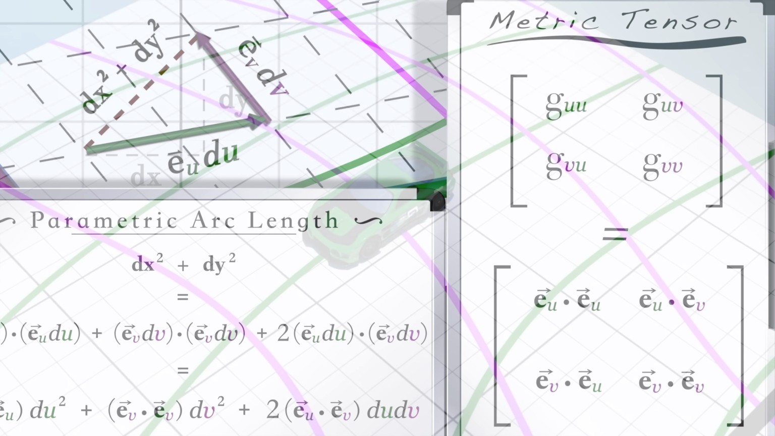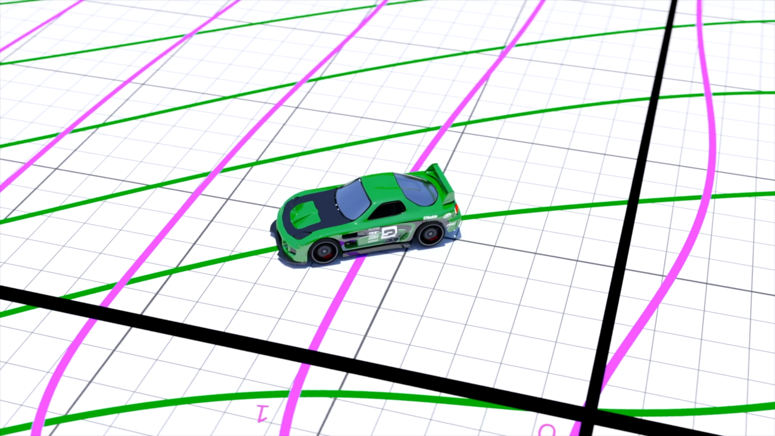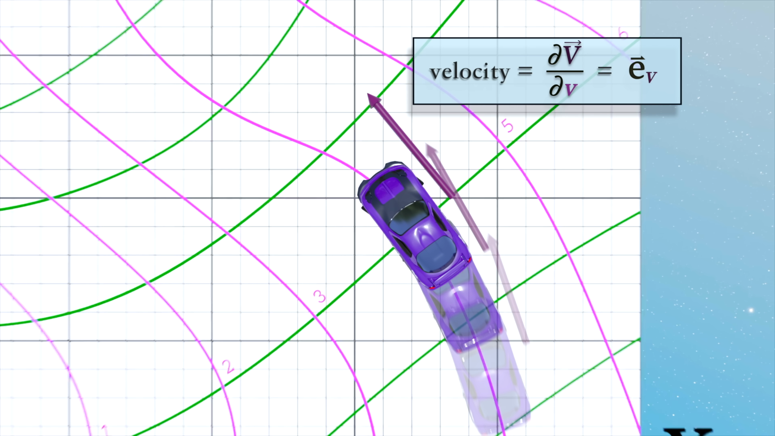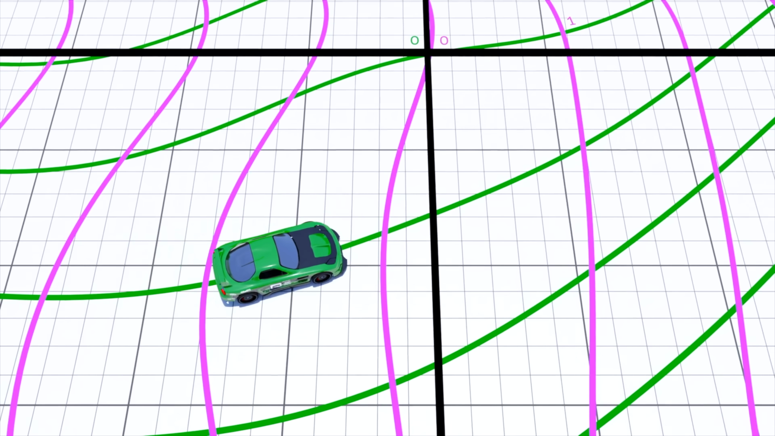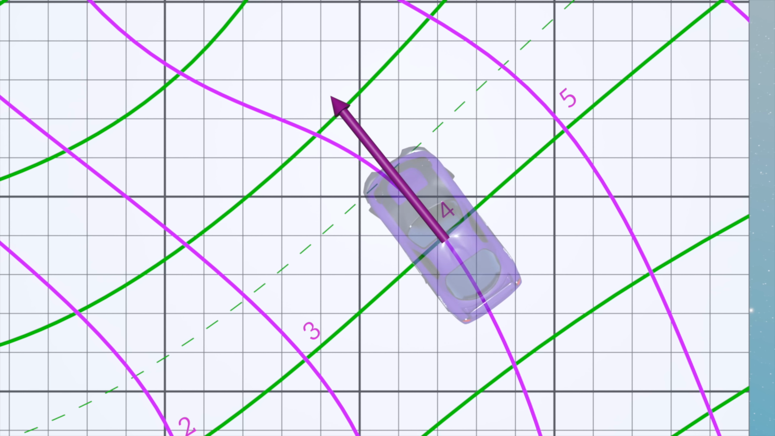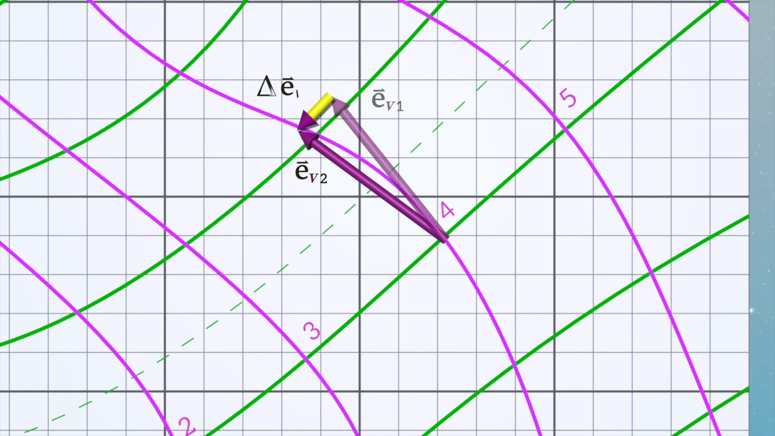But for now, we want to know more about the motion of our Hot Wheels. We've already determined their velocity as they move along the coordinate curves. But now, let's ask, can we also determine their acceleration? Well, that just simply requires taking the difference between the Hot Wheels velocity at two nearby points and then dividing by the amount of change in the curvilinear coordinate.